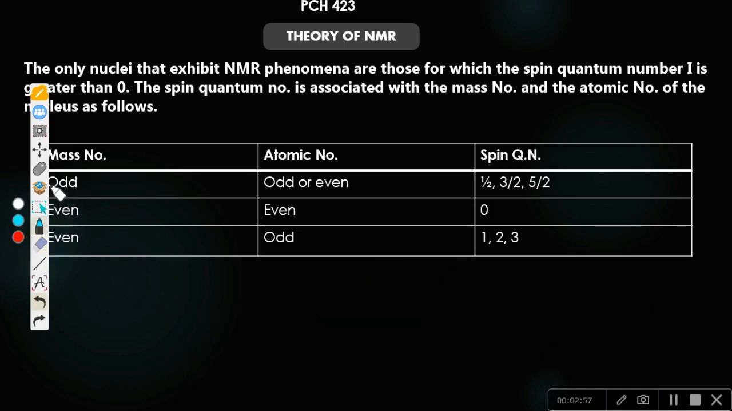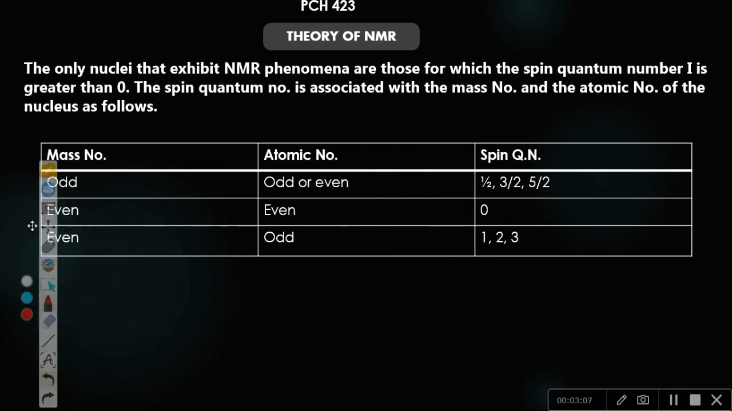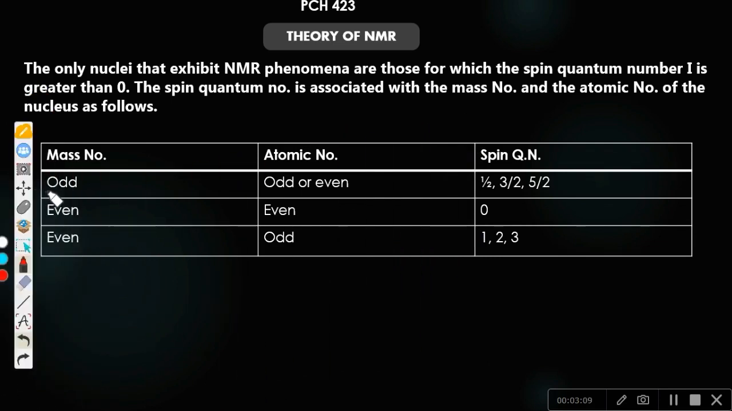Now, not all nuclei have the tendency to exhibit NMR. Not all nuclei have the tendency to exhibit this spin, or magnetic spin. The only nuclei that exhibit the NMR phenomenon are those for which the spin quantum number I is greater than 0. You must take note of this, because things like this definitely show up in the objective part of the exam, right?